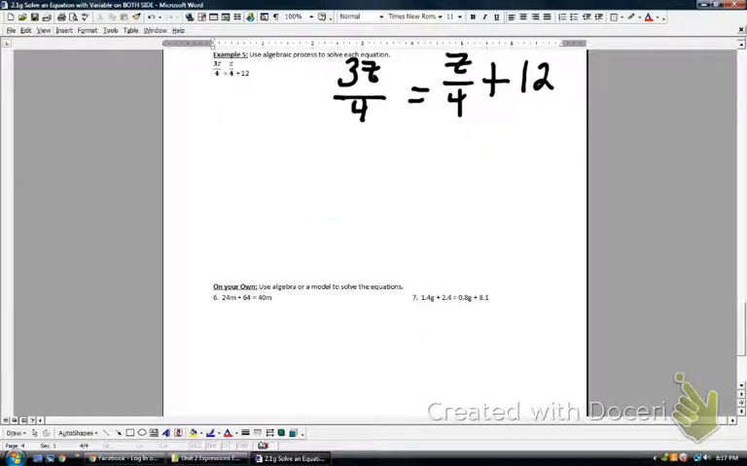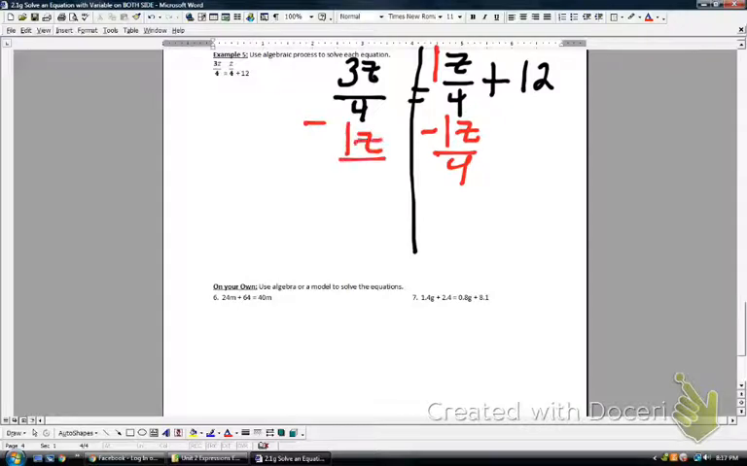All right, so I have 3z over 4 equals z over 4 plus 12. Let's separate my brothers and my sisters. So this is like having 1z over 4. In order to undo that, I'm going to subtract 1z over 4. The top is positive, so to undo that, it's a negative. And then I'm going to subtract 1z over 4 here. This goes away, and I'm left with 12. 3 minus 1 is 2. So I have 2z over 4 equals 12.